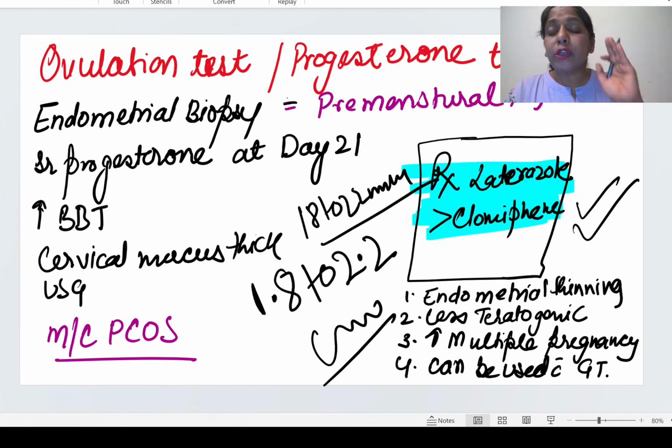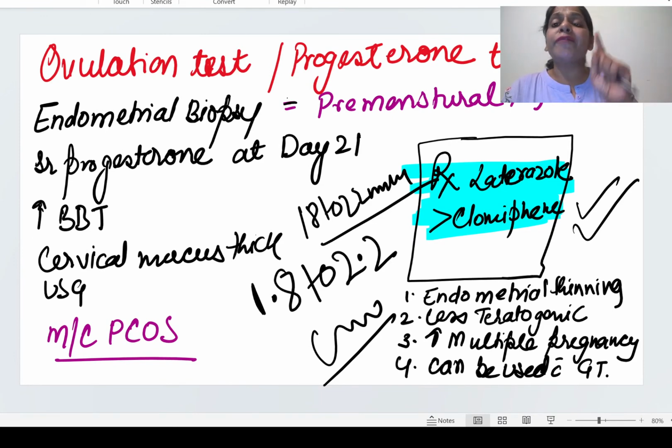You all know that clomiphene blocks the estrogen receptor in the hypothalamus and releases FSH, and that FSH leads to ovulation, isn't it? You all know. Now, but this clomiphene is anti-estrogenic on the endometrium. It leads to endometrial thinning. In spite of the good ovum, the implantation does not occur. Implantation does not occur due to endometrial thinning.